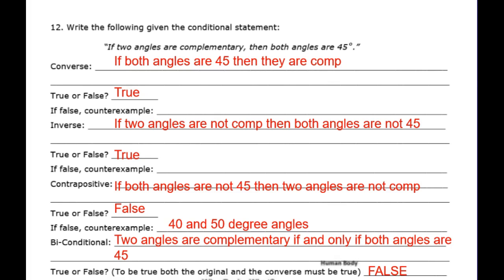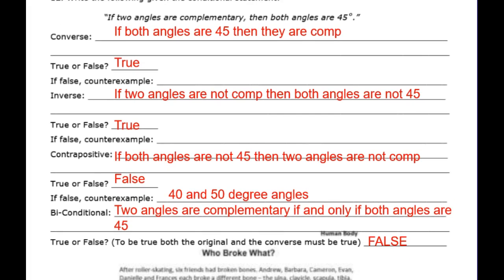Counterexample, no counterexample. For inverse, make them both opposite. So if they're not complementary, then they're not both 45. That's true, okay? If they were not complementary, then they couldn't both be 45.